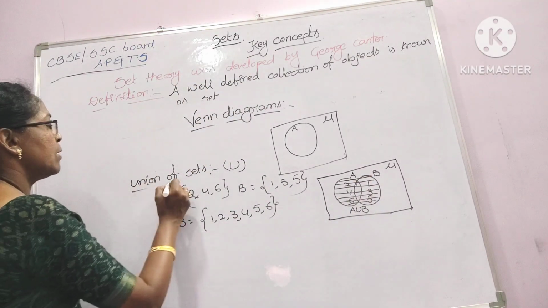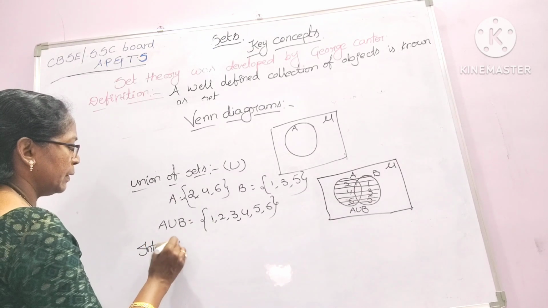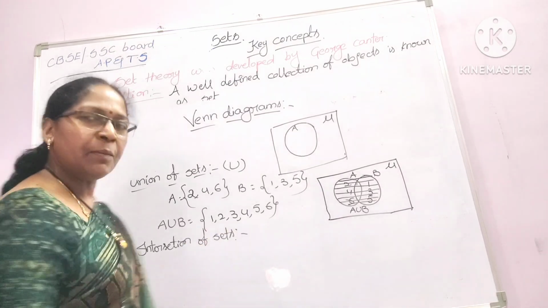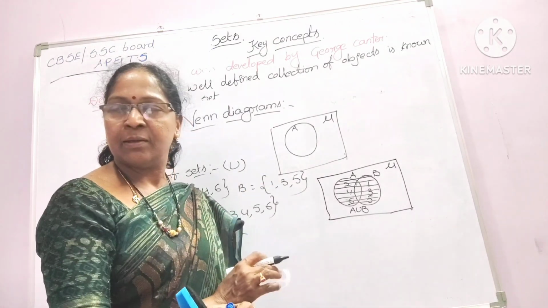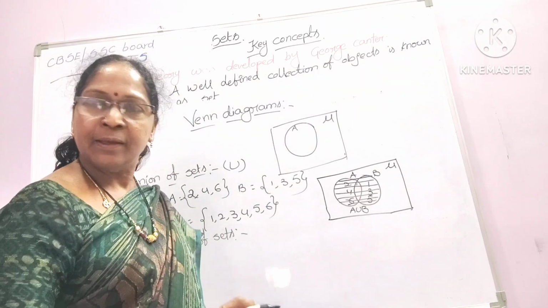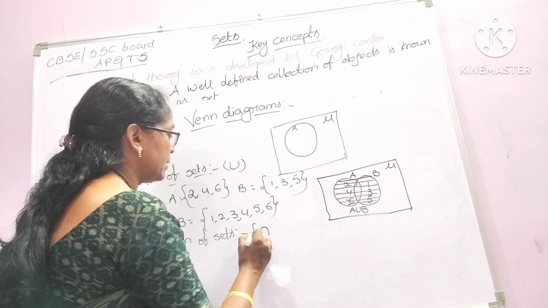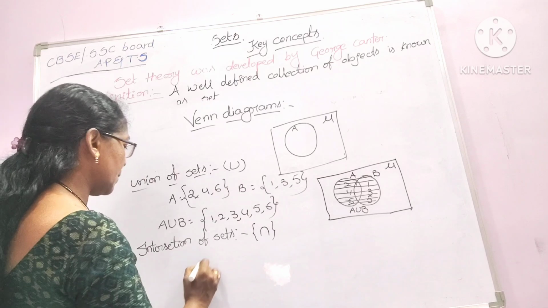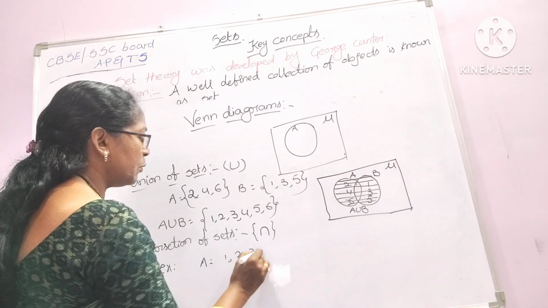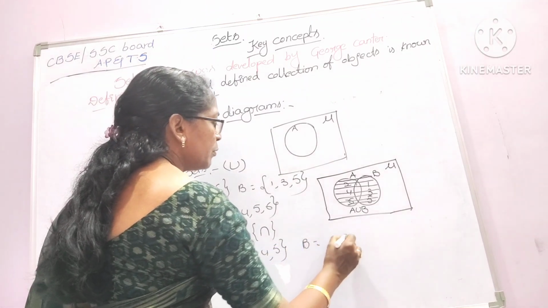Now intersection of sets. Intersection is nothing but the common elements in both sets. What are the common elements in the given sets? Those we call intersection. Intersection is represented by this symbol. So how can you represent it? Suppose, for example, A equal to 1, 2, 3, 4, 5 and B equal to 2 and 4.